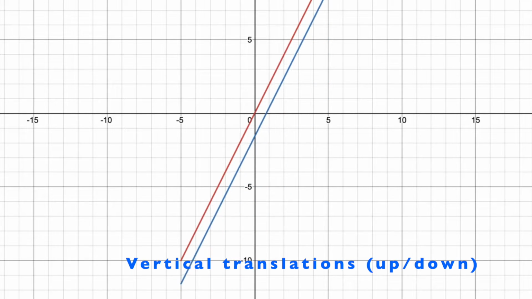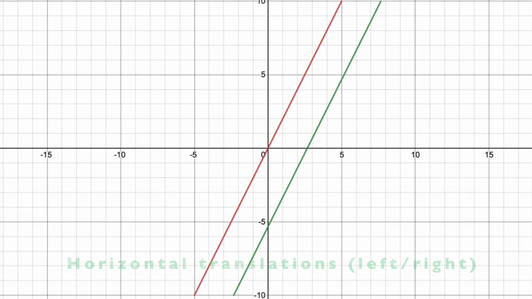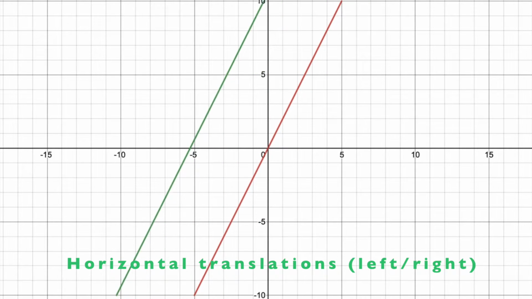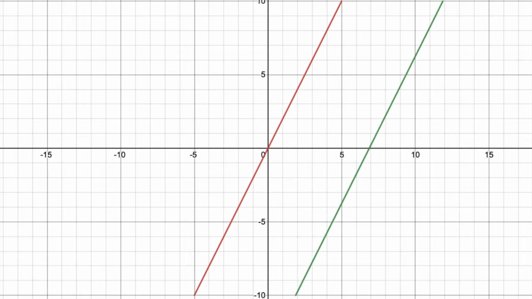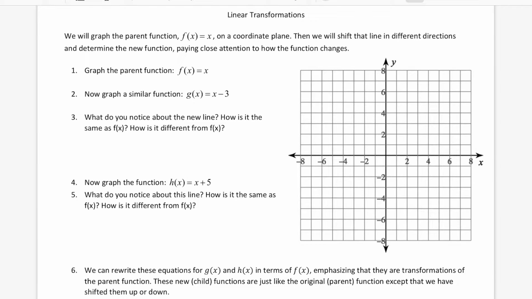In the video, we are going to be graphing vertical and horizontal translations, determining how to compare the original function to the new function, and figuring out how we can simplify functions algebraically.